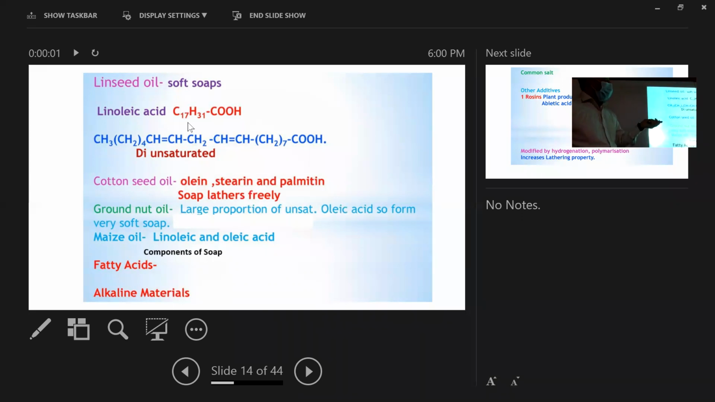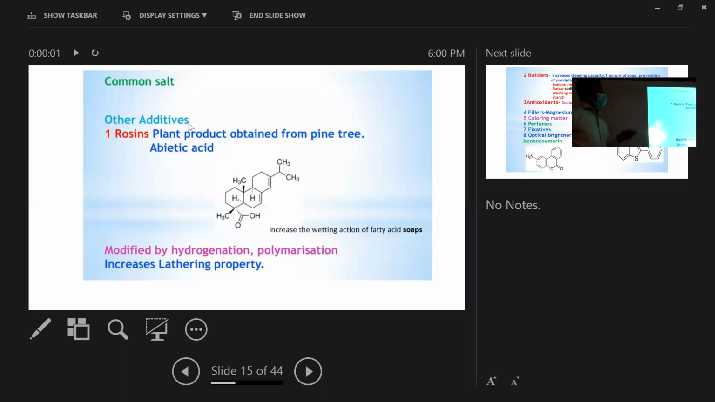Cottonseed oil, olein, stearin, and palmitin, soap lathers freely. Groundnut oil, large proportion of unsaturated oleic acid, so forms very soft soap. Maize oil, fatty acids, and different things. I am not interested. Common salt.